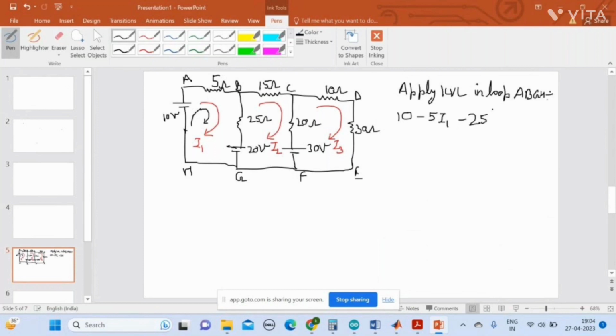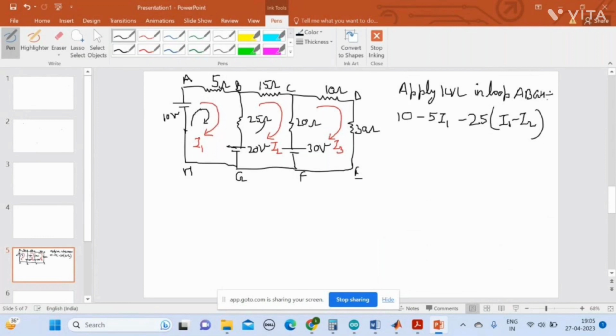Since we are taking the direction of I1, we are taking the loop 1, that is A, B, G, H. Therefore if we are taking the loop A, B, G, H, then the current across 25 ohm is I1 minus I2. But if we are taking the direction of I2, that is, if we are taking the loop B, C, F, G, then we have to take the direction of I2, and then the current across 25 ohm is I2 minus I1. But in this case, since we are taking the loop 1, that is A, B, G, H, therefore the current across 25 ohm is I1 minus I2. We should consider the direction of I1.